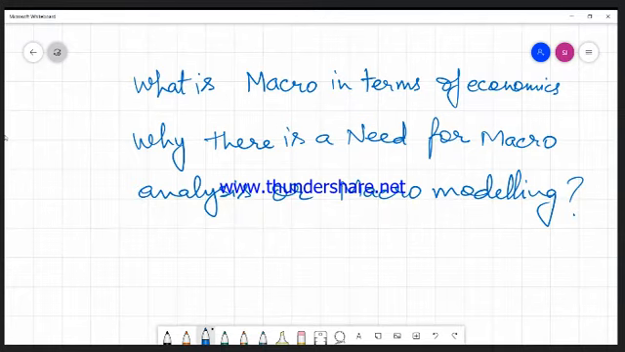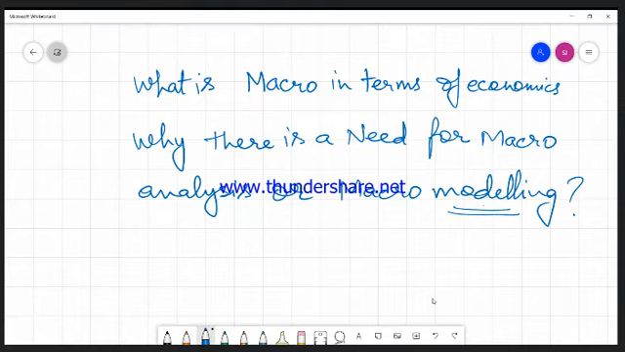So one of the important questions is why there is a need for macro analysis, or why we need macro modeling. Now remember one thing, every time we are talking about equations, every time we are talking about one variable depending on the other variable, in some way we are talking about modeling. We are trying to establish a relationship between certain variables. This takes us to modeling. We try to model a particular behavior.